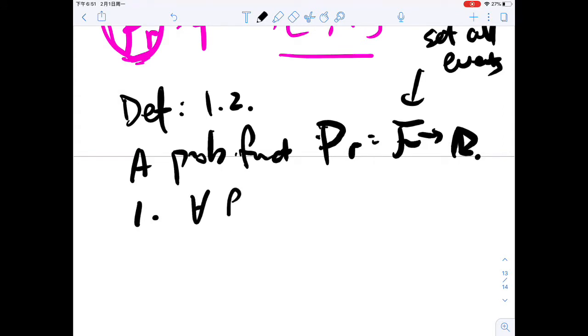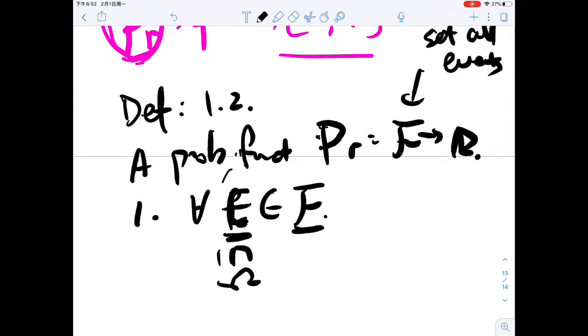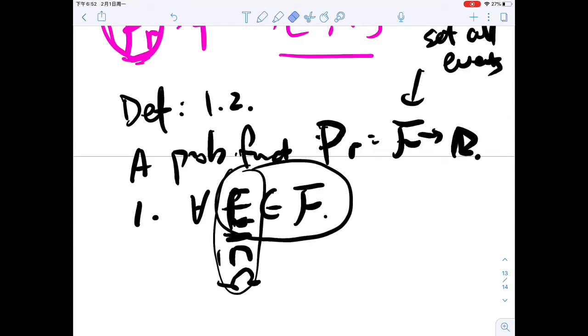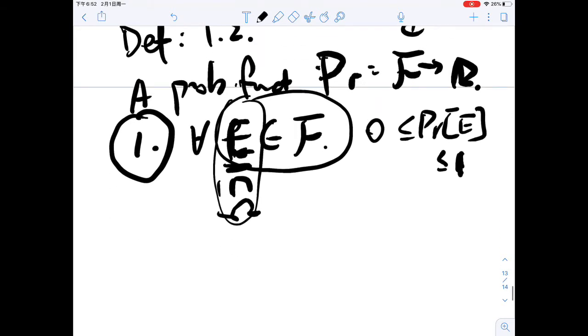The first condition is that for any event E, as it's written in the textbook, belonging to F, so this is an event, and this is the set of events. The event itself is a subset of omega. I have been repeating this multiple times. For any event within F, we need the probability function to have this property: the probability should be between 0 and 1. This is the first property we want.